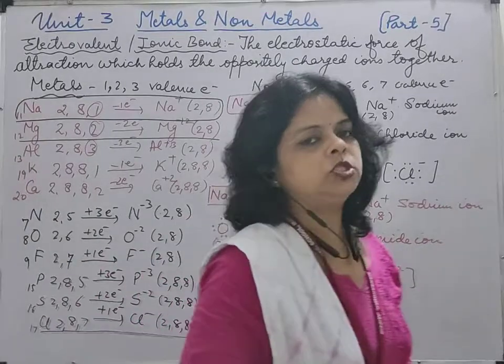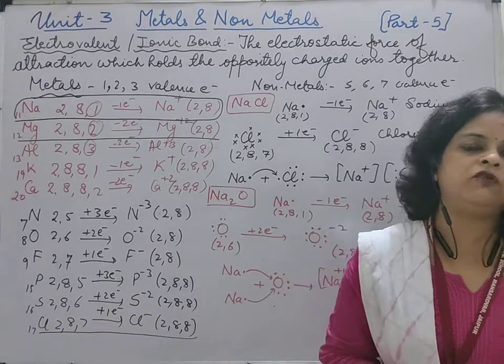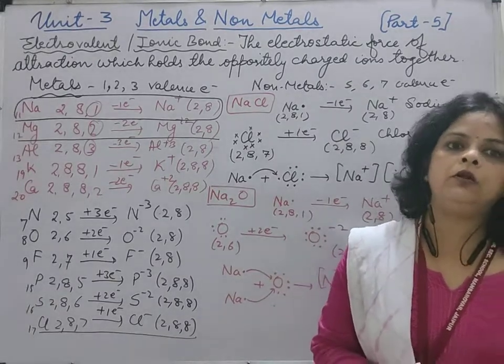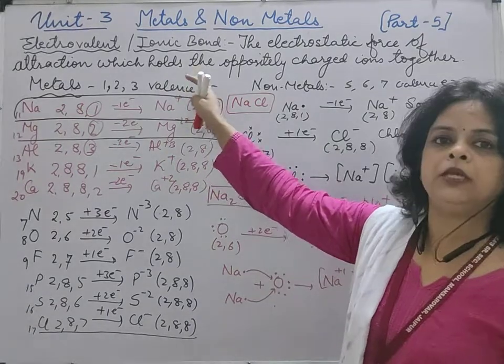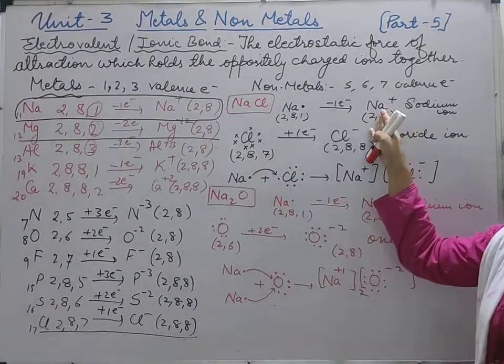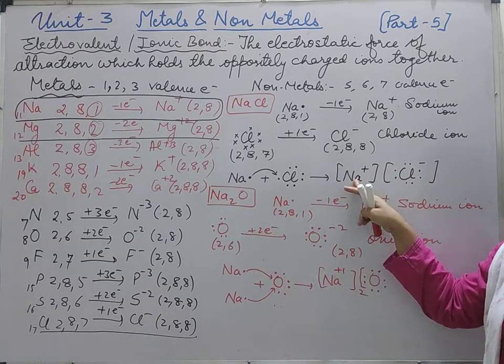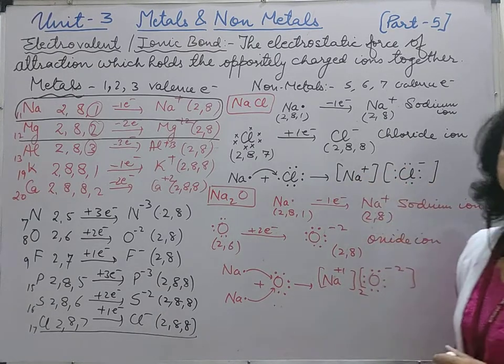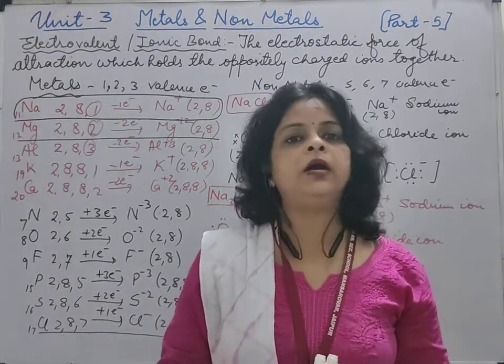Students, variety of questions you can see in the reference book how to show the transfer of electrons in an ionic bond. You can practice and I hope you must have understood what is ionic bond. Here the cation is formed, here the anion is formed and the force which holds these cations and anions, it is called as ionic bond and it's a strong electrostatic force of attraction.